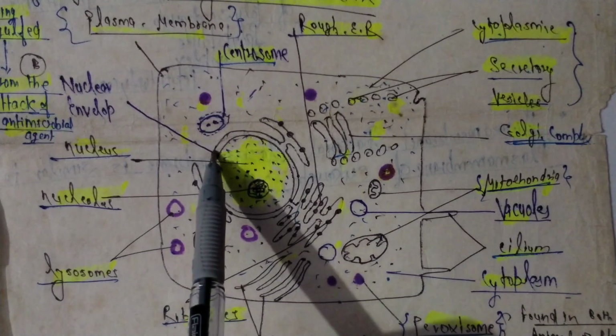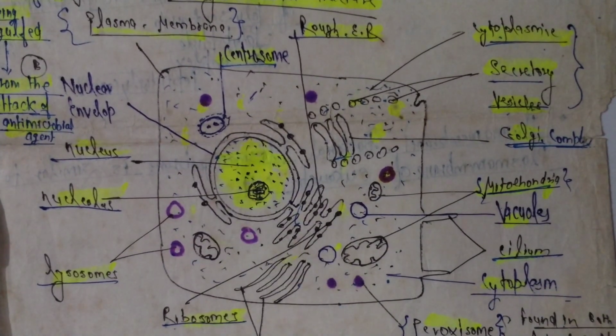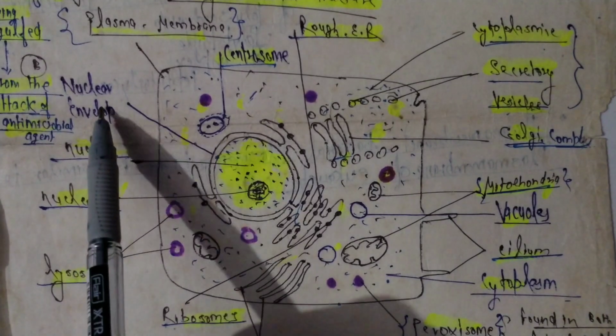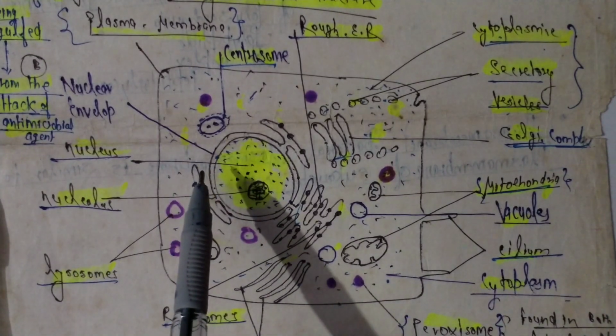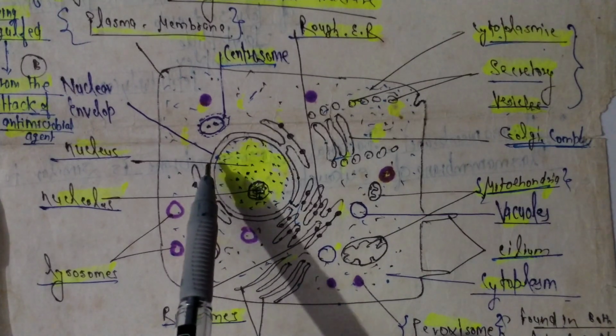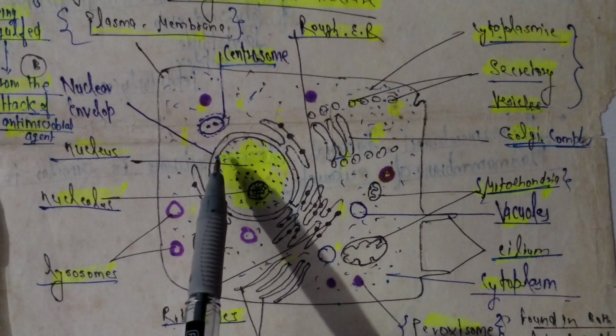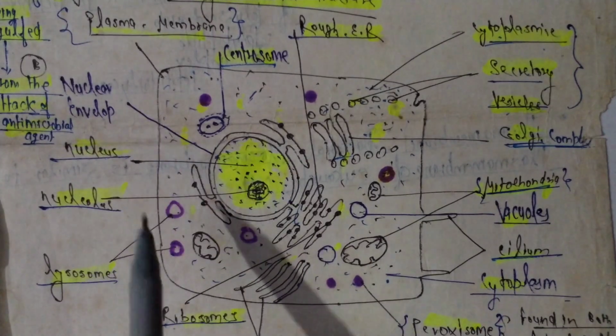Here is the nuclear envelope. We have to mention it here as the nuclear envelope. The nuclear envelope contains the outer nuclear membrane and the inner nuclear membrane. So both the outer and inner nuclear membranes are collectively called the nuclear envelope.